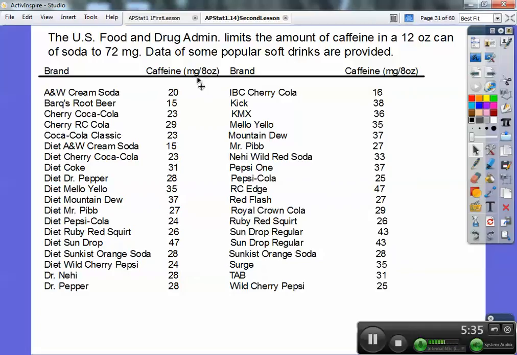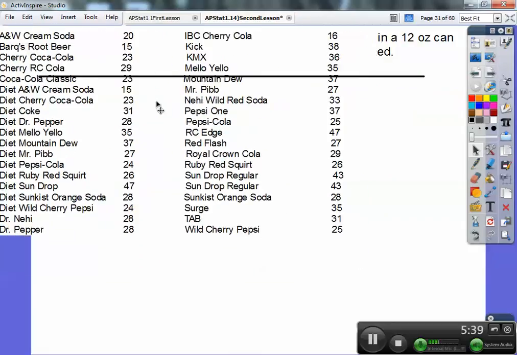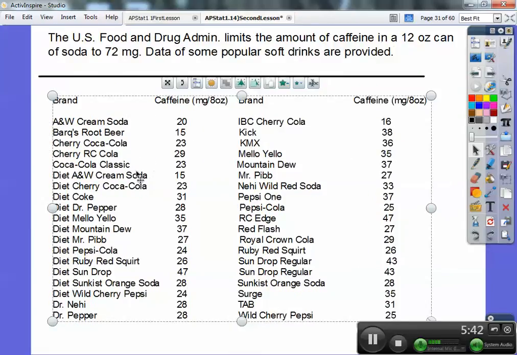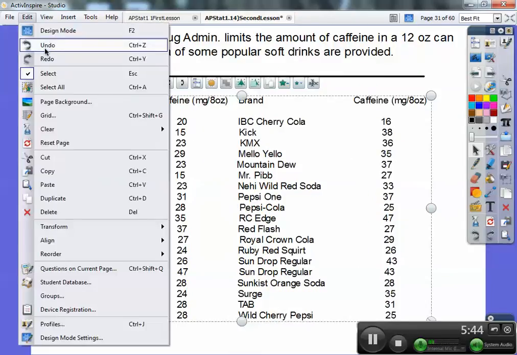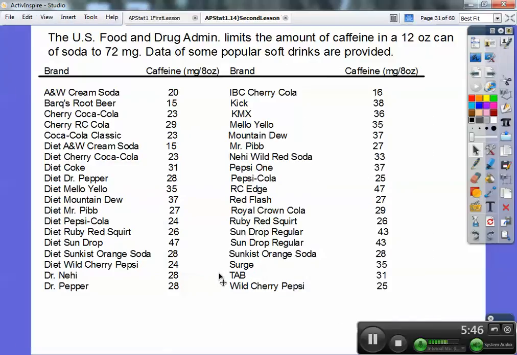And then notice this says milligrams per 8 ounces. So there's nothing that's even close to 72. Let me undo that right there. Okay, because it's only 8 ounces right there. 8 ounces is 2/3 of 12 ounces, and we'll talk about that in a little bit.